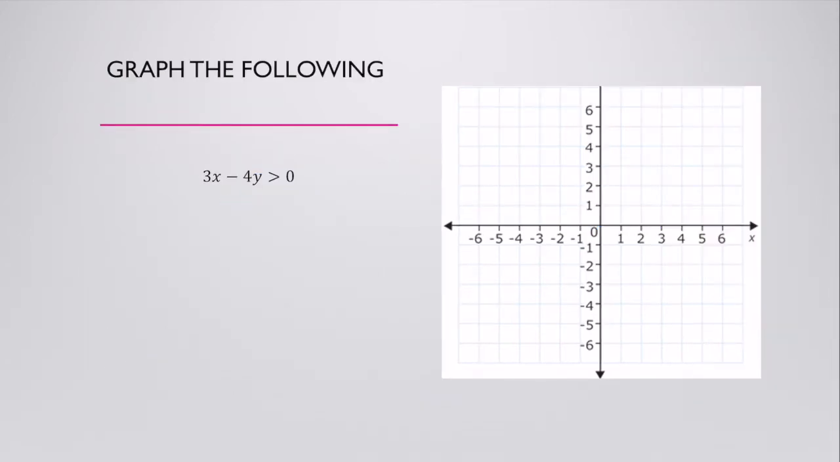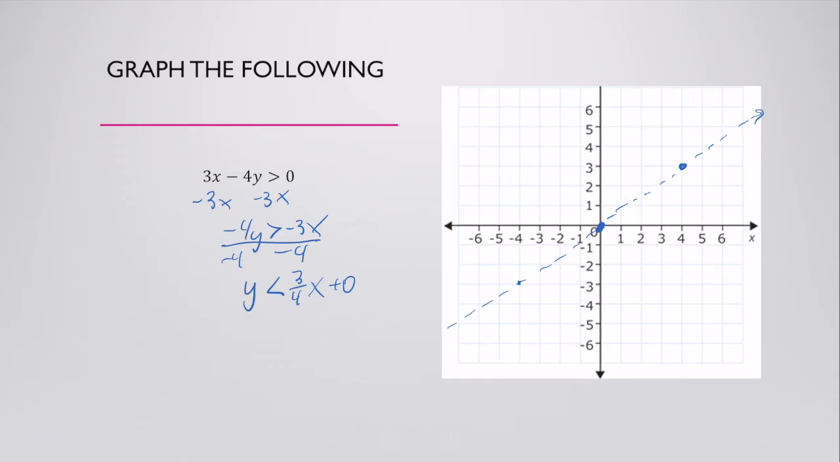Let's graph 3x minus 4y is greater than 0. I subtract 3x from both sides. Negative 4y is greater than negative 3x. Divide both sides by negative 4. That means y is less than. Remember, when I divide by a negative, I flip the sign. 3/4 x. That means my y-intercept is 0, so I go up 3/4. Here's my line. It's going to be dashed because it's greater than, not greater than or equal to. So notice my line is dashed.